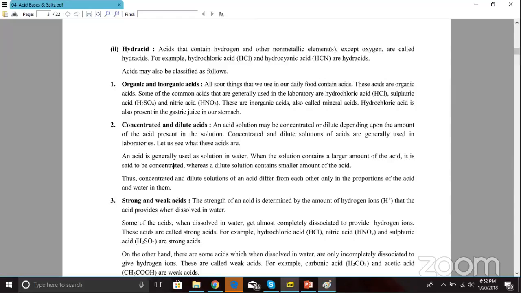All acids are generally soluble in water because they can form plus and minus charges, so they are polar. Polar molecules can dissolve in polar water molecules. When the solution contains a large amount of acid, we call it concentrated. When the solution contains a smaller amount of acid, which in turn has a large amount of water, we call it a dilute solution. So the concentrated and dilute solutions of an acid differ from each other only in the proportion of acid, that is, the ratio between the water and the acid.